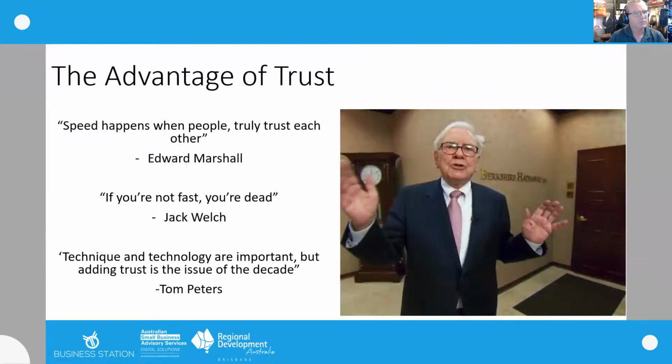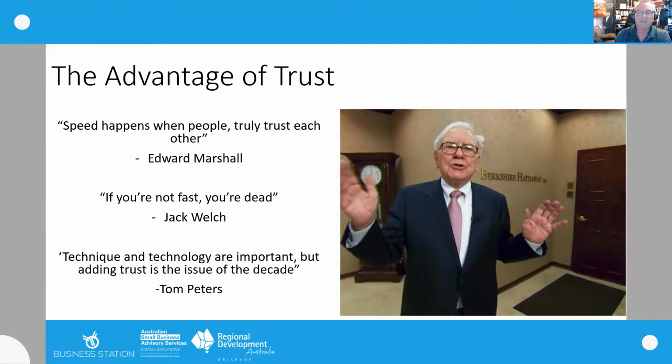Stephen Covey Jr. wrote a book called The Speed of Trust, and it's one of the best books out there in relation to how we build trust. When we talk about the advantage of trust, we've got some pretty important people. Edward Marshall: speed happens when people truly trust each other. Jack Welch: if you're not fast, you're dead. So once again, we're talking about the equivalence of speed when we trust people. And that's so true in the world of today.